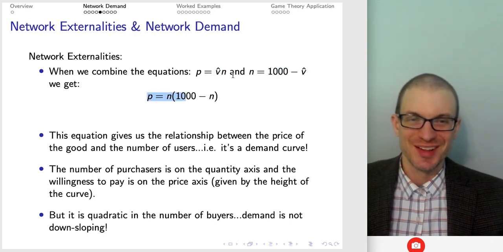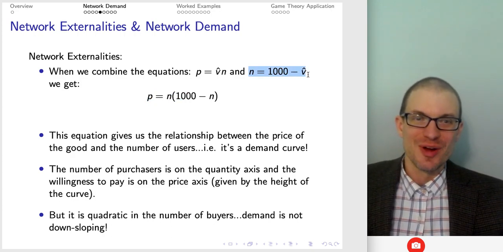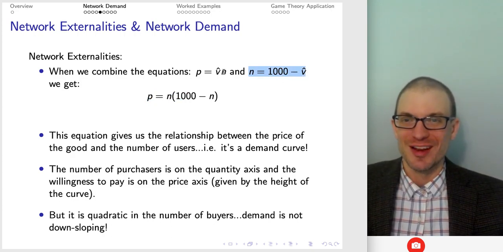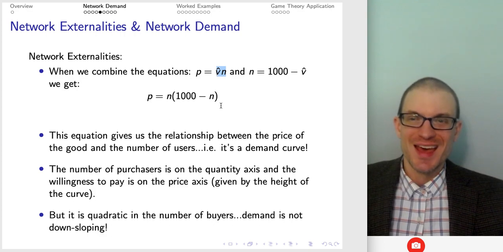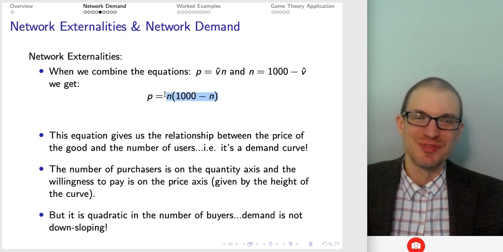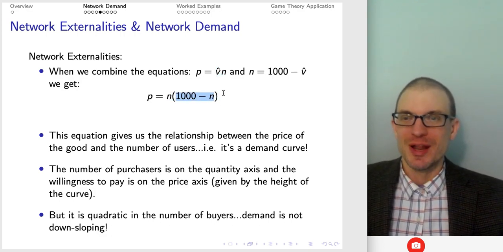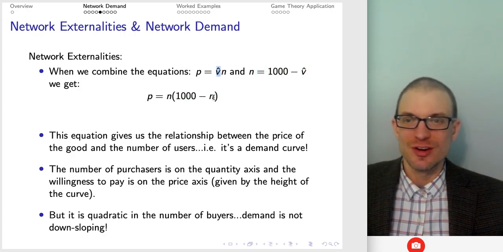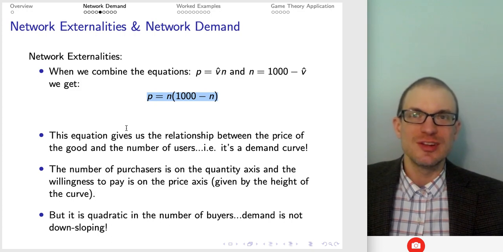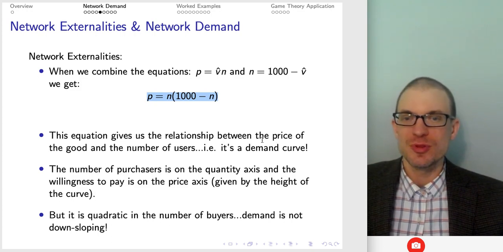Now I realized I did a couple things. First off, I need to actually write this out as V hat is equal to 1,000 minus N. Also, I've got V hat N, and here I've got N times V hat, right? 1,000 minus N. But anyway, you can see with some manipulation, we can substitute this into here and get this. And that is indeed a demand curve, right? It gives the relationship between the price of the good and the number of users.